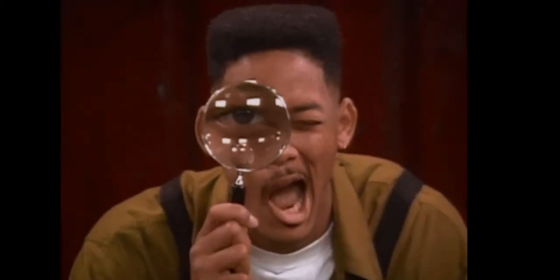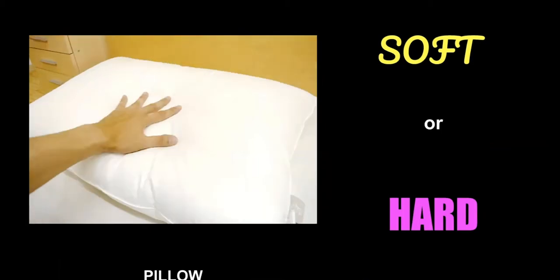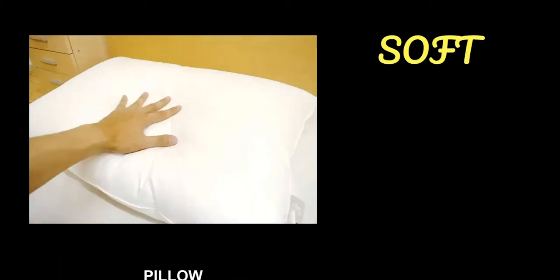Let's try two different words. How about soft or hard? Again, I will show you an image. You try to describe the surface of the object. Look for and remember clues. Pillow. Is it soft or hard? If you said soft, you are correct.